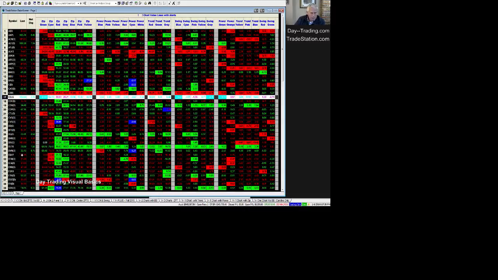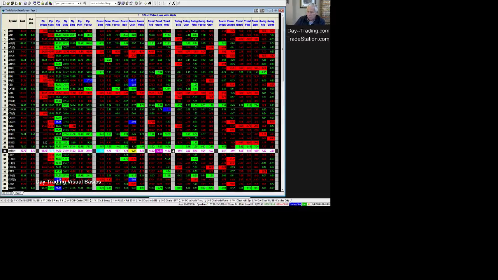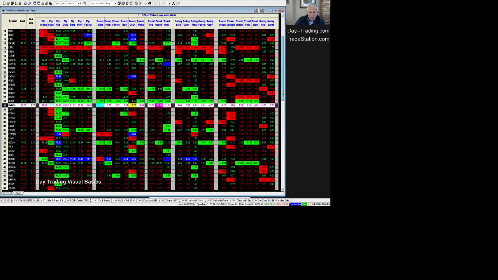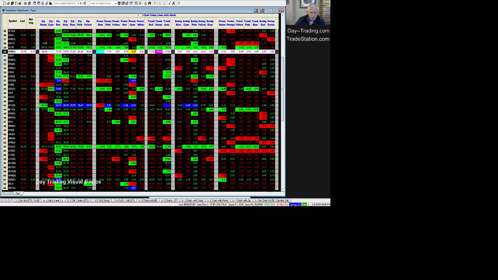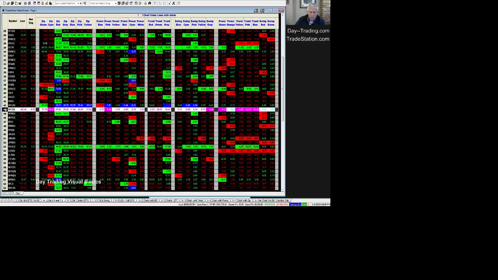If I go down here to this line, you can see this symbol here, DLTR. It moved up significantly today, even though most of the stocks today were down. And so it just gives us a real good indication. I'm not sure if I've got any. Oh, here's one. Okay, this one is fairly decent.